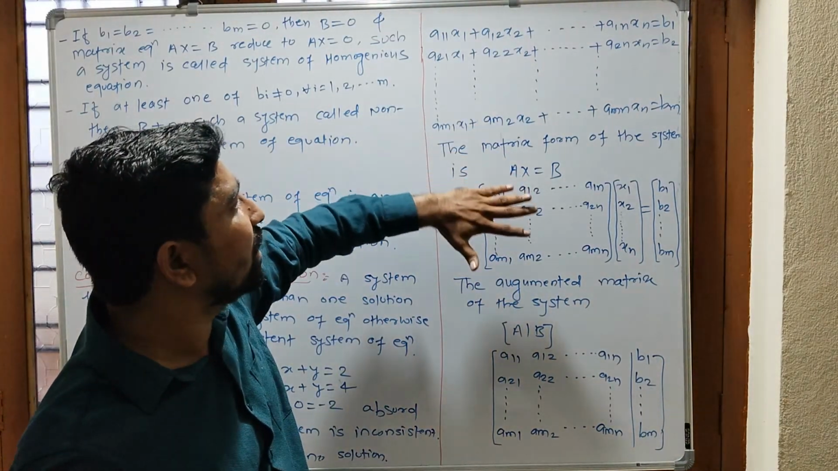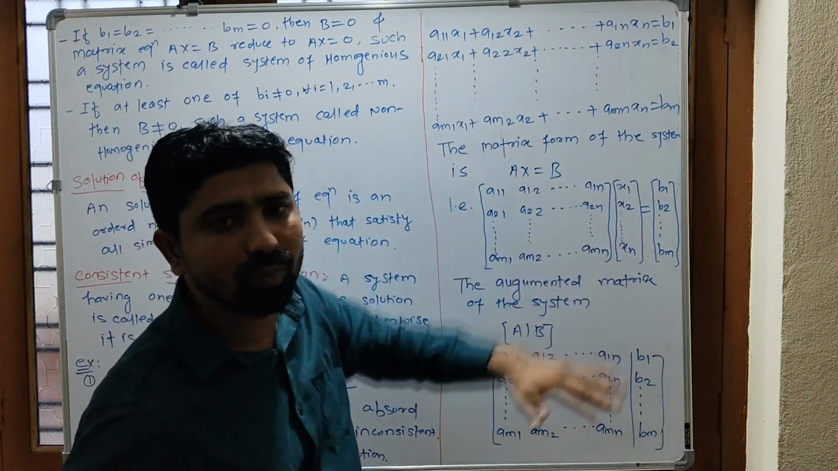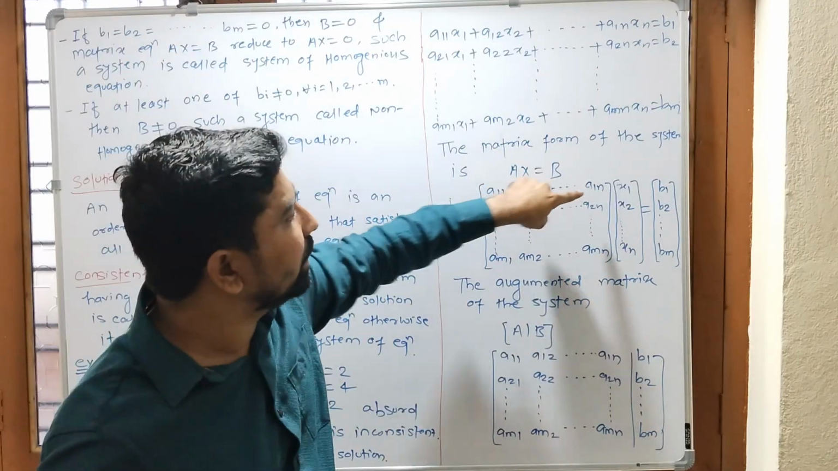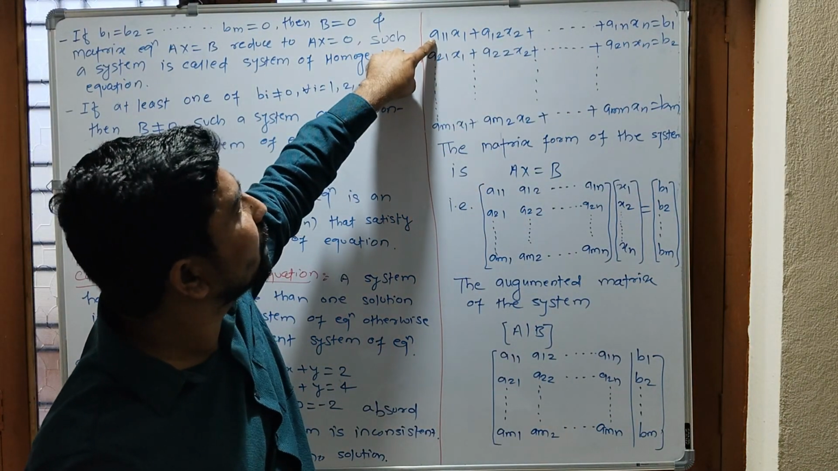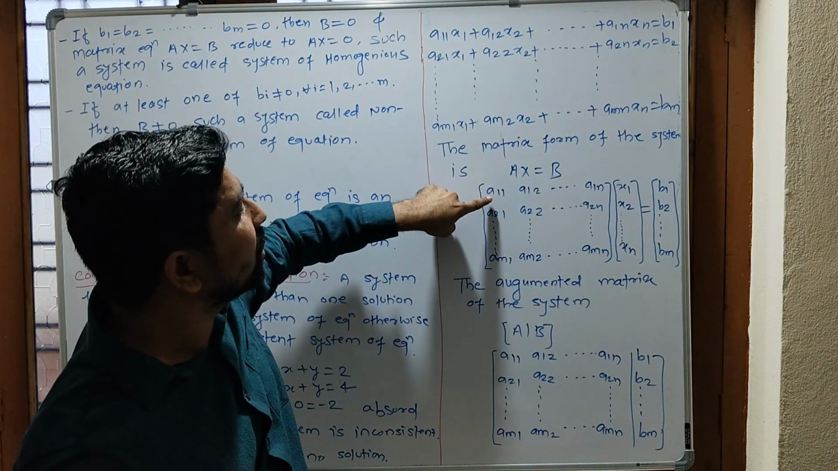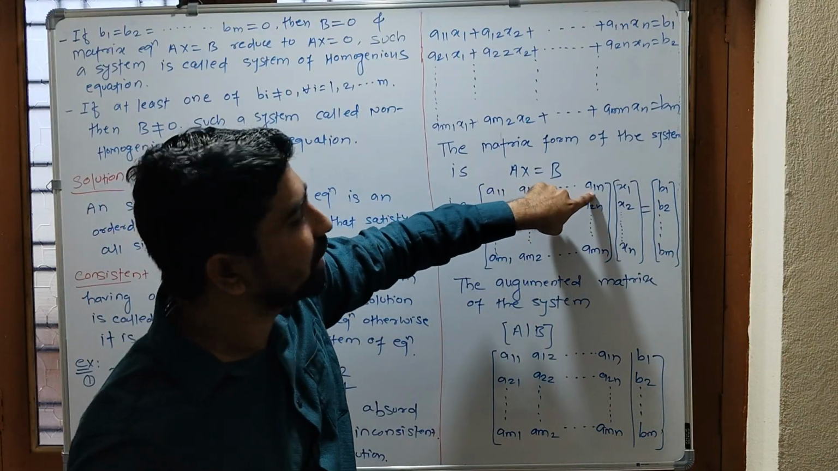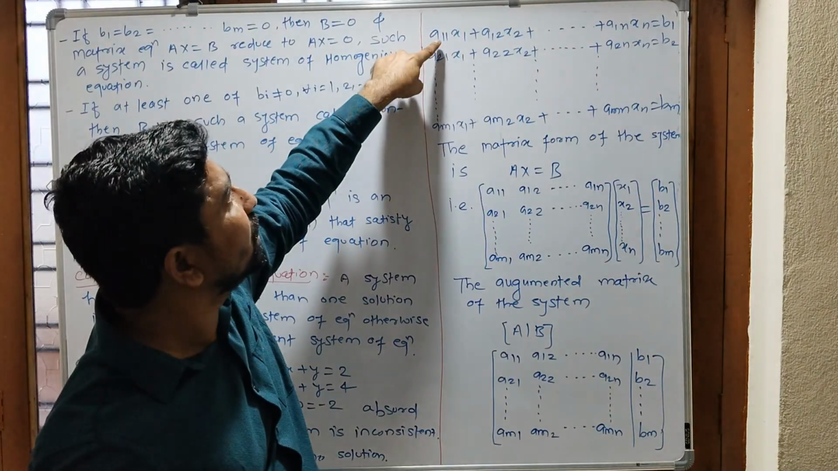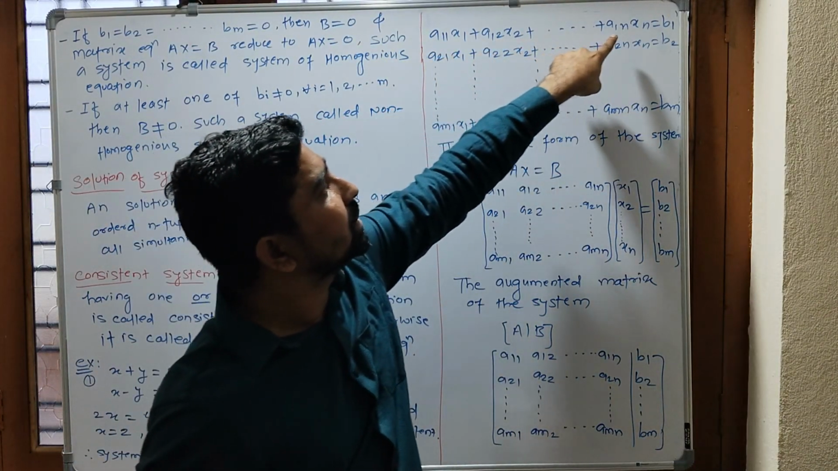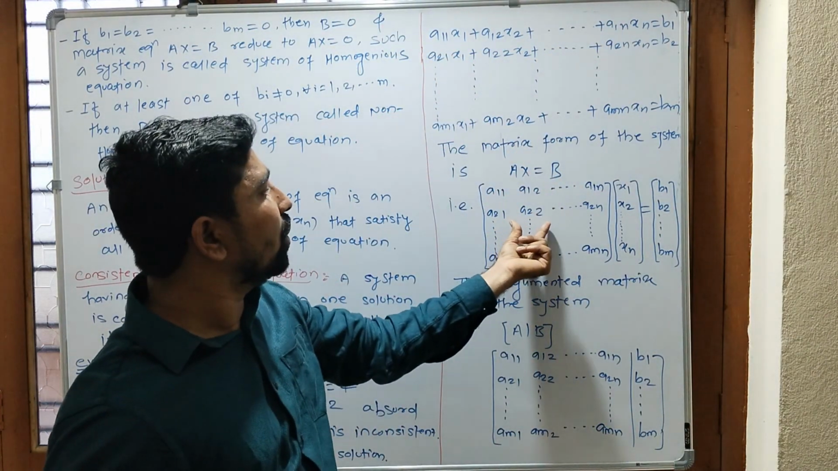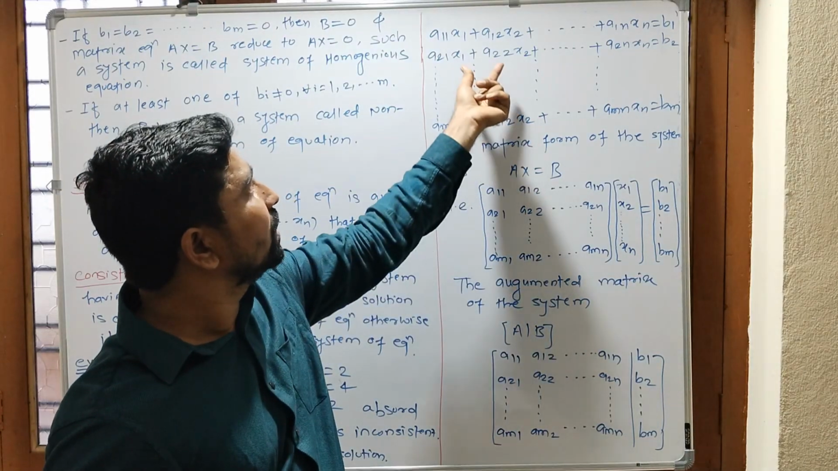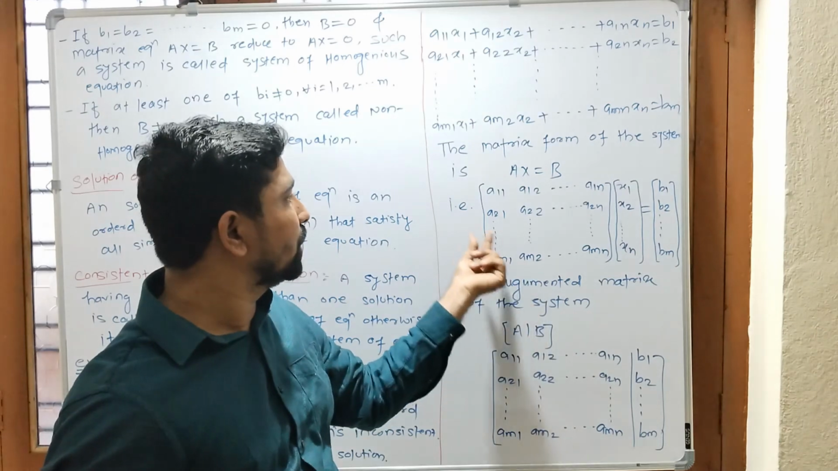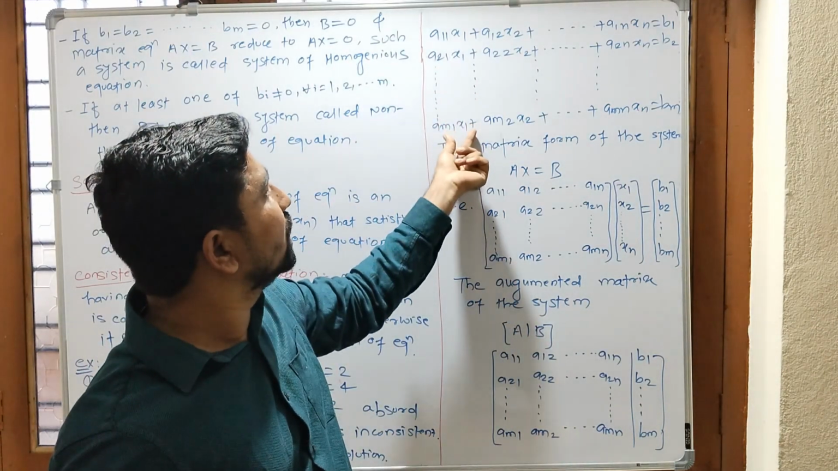In the matrix form we can write this system as Ax = B. Here A is my coefficient matrix, meaning the first row of my A corresponds to the first equation of my system. That is, a11, a12 up to a1n is the first row of my matrix A. Now the second row of my coefficient matrix corresponds to the second equation. In this way, the mth row of my coefficient matrix A is equivalent to the mth equation.